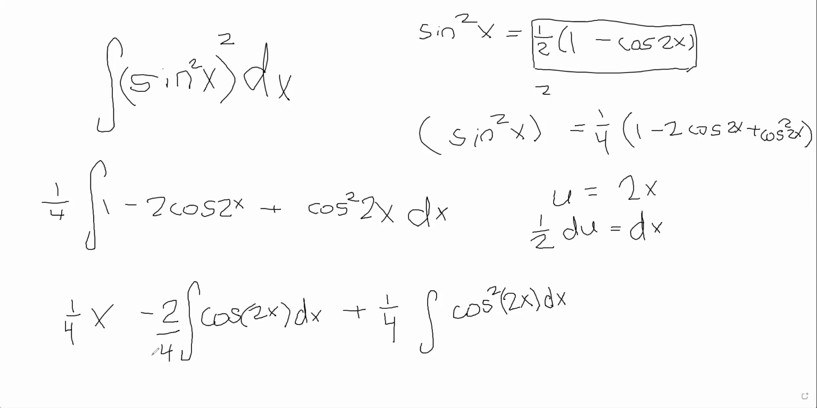All right. So u is 2x, 1/2 du is dx. So we're going to have another 1/2. This is going to be minus 2 over 4 times 1/2 integral cosine of u du. And when we integrate cosine of u, we just get sine of u. So the 2 on top will cancel with the 2 on the bottom. We get minus 1/4 sine of u.